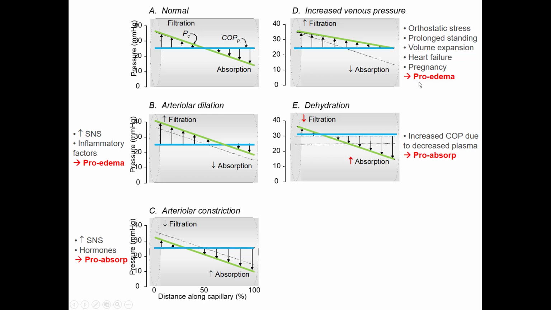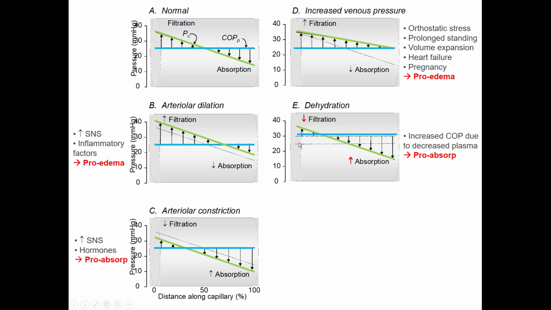Changes in colloid osmotic pressure also change filtration. So, for example, in a case of dehydration, there is a decrease in plasma volume. And because of this decreased plasma volume, there's actually an increase in the concentration of the plasma proteins, like albumin. So the number of plasma proteins hasn't changed, but now they're dissolved in less plasma. And therefore the plasma protein concentration has increased, and there's an increased colloid osmotic pressure. And that increase is shown here in blue compared to the normal colloid osmotic pressure in this dotted line below.